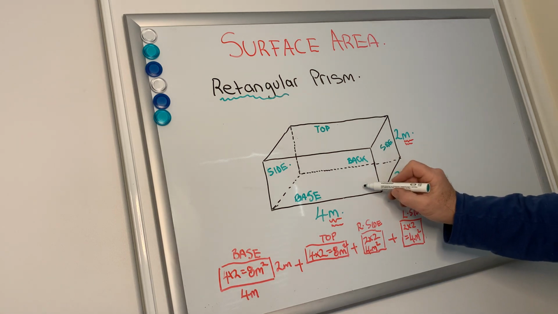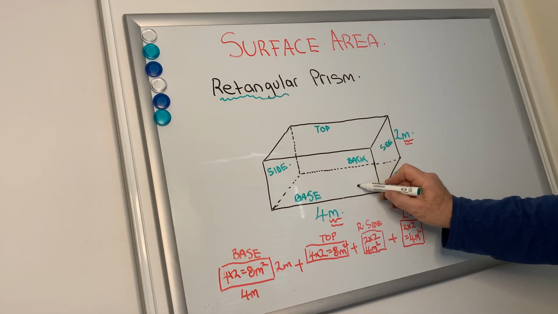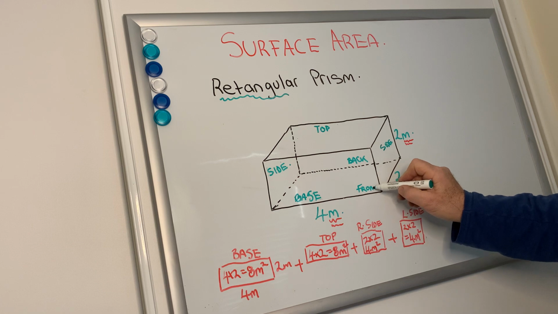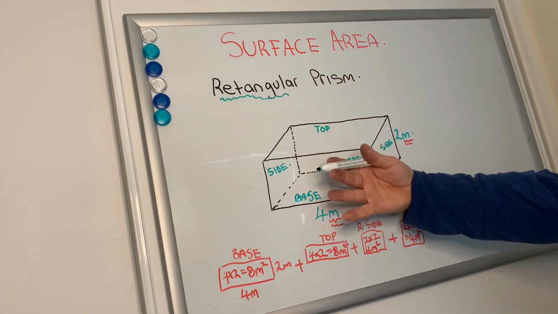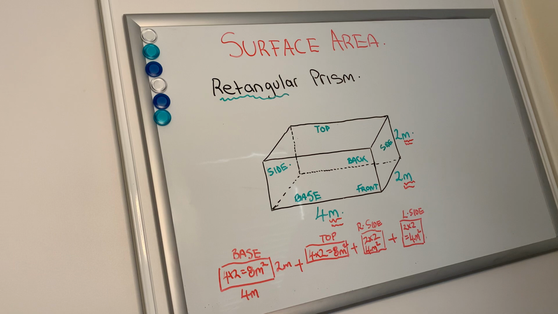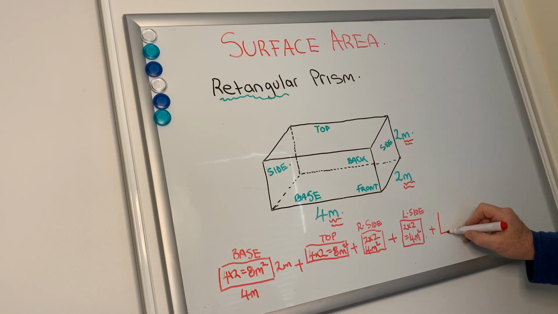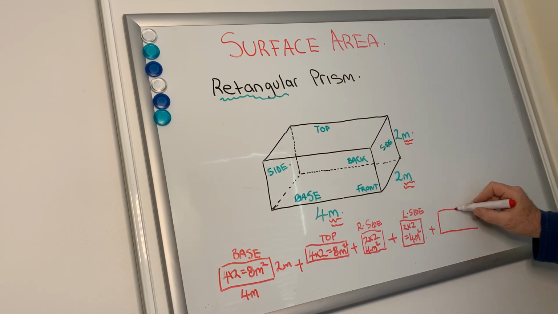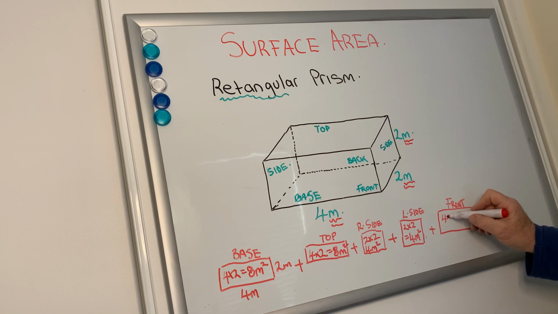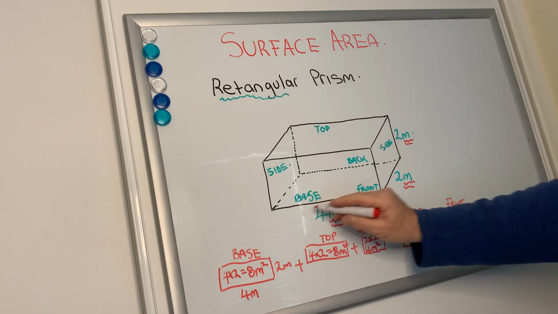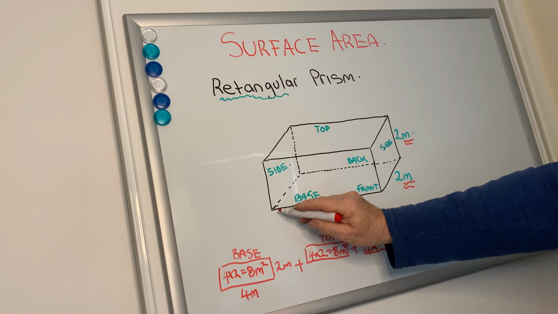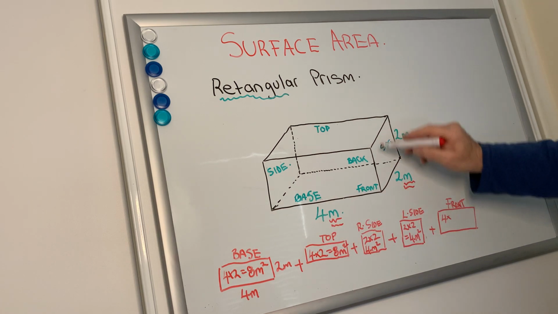I forgot to put the word front, if you want to think of it, the front as well. Okay, it's made up of the front and it's made up of the back. Plus the front, I'm just going to call it front, which is 4 by 2 meters. The length, oh sorry, yeah, made up of the front. So we'll say the 4 meters by the 2 meters, okay?